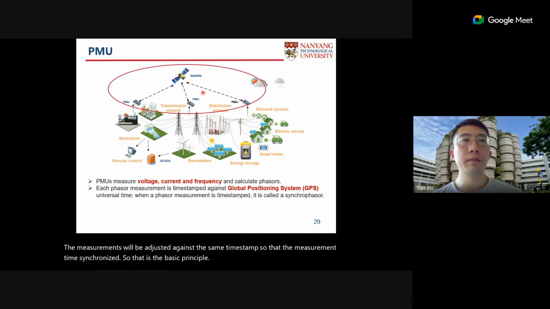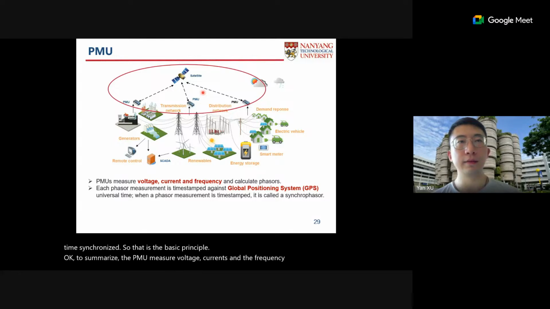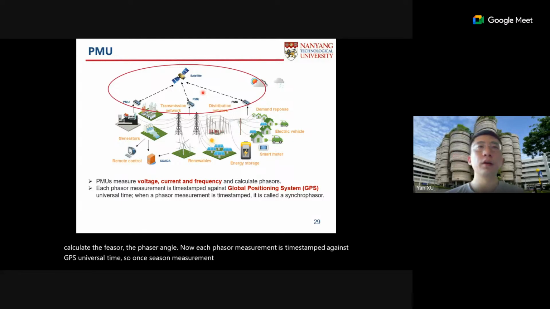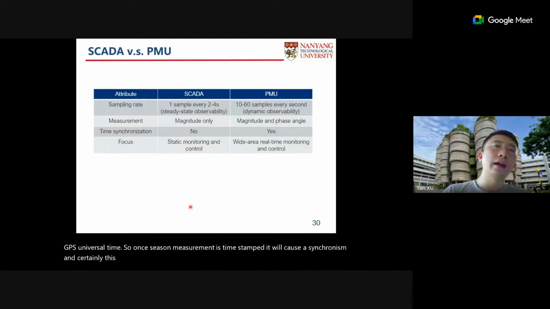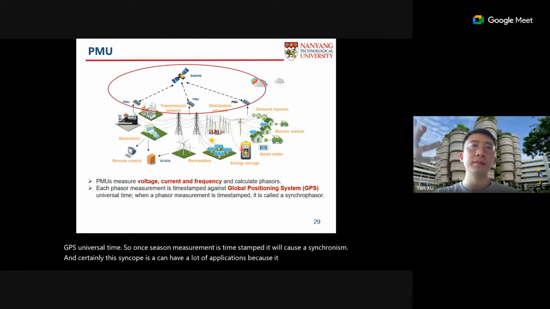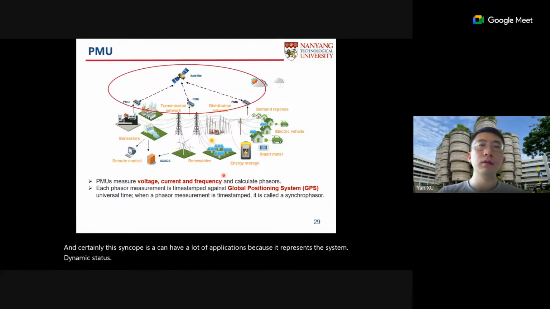To summarize, the PMU measures voltage, current, and frequency, and it can calculate the phasor angle. Each phasor measurement is time stamped against the GPS universal time. Once a phasor measurement is time stamped, it is called a synchrophasor. And certainly this synchrophasor can have a lot of applications because it represents the system dynamic status. Later on, I will give you a more detailed introduction.